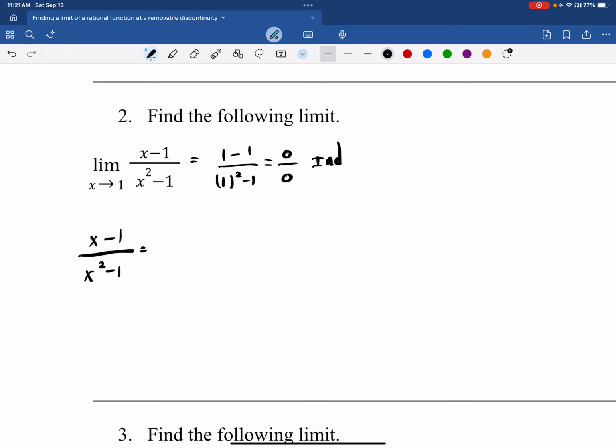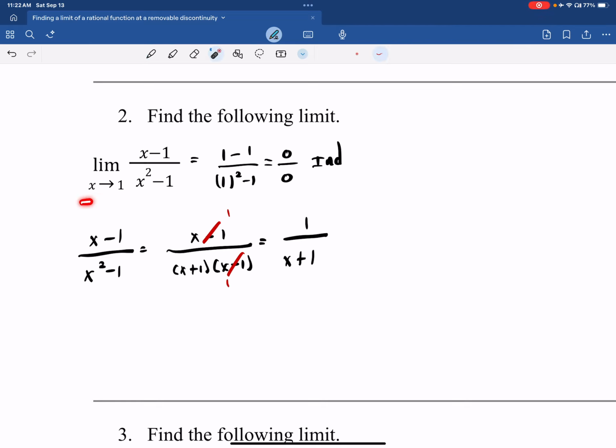factor and simplify that. Well, the numerator is already a factor, x minus 1. The denominator is x squared minus 1, which is a difference of squares, so that factors into x plus 1 times x minus 1. Notice now, in the numerator I have a factor of x minus 1, in the denominator I have a factor of x minus 1, so those simplify to a 1. So the simplified version would be 1 in the numerator and an x plus 1 in the denominator.